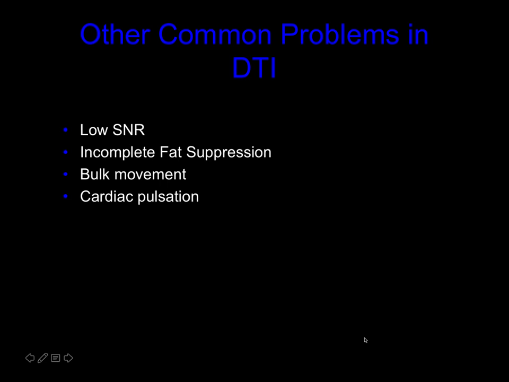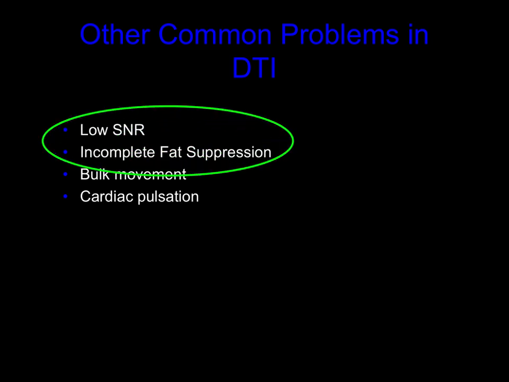Okay, so here are some other common problems in DTI. One is low SNR because we are reducing our signal intensity from the diffusion weighting process. We're always running into that. Another one is incomplete fat suppression. There is bulk movement. If the head moves enough, then even single-shot EPI can't help you, so I'll go through that. And then also cardiac pulsation. So the brain actually moves a little bit non-linearly in the middle of the brain due to the actual cardiac cycle. So I'll give you some examples of these.